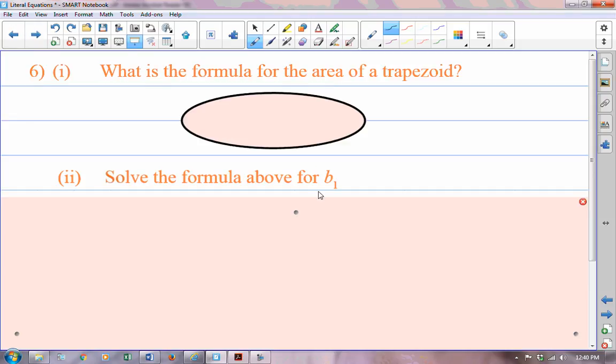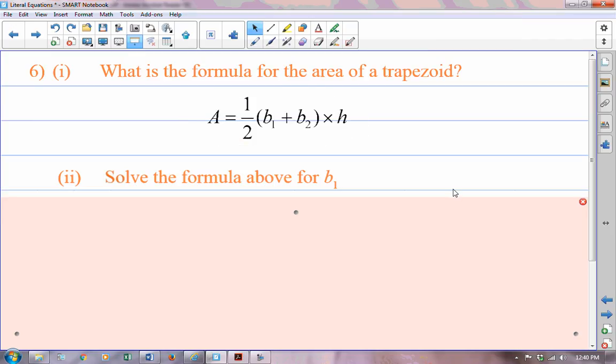Last problem that we'll work together, and then you'll flip your notes over and you will work the problems on the back, solving for different variables at different times. So it says, what is the formula for the area of a trapezoid? So this is a little bit more complicated than what you've seen because we have a half, and this time we have a set of parentheses. And then they put the times there. That just means multiplied to h.